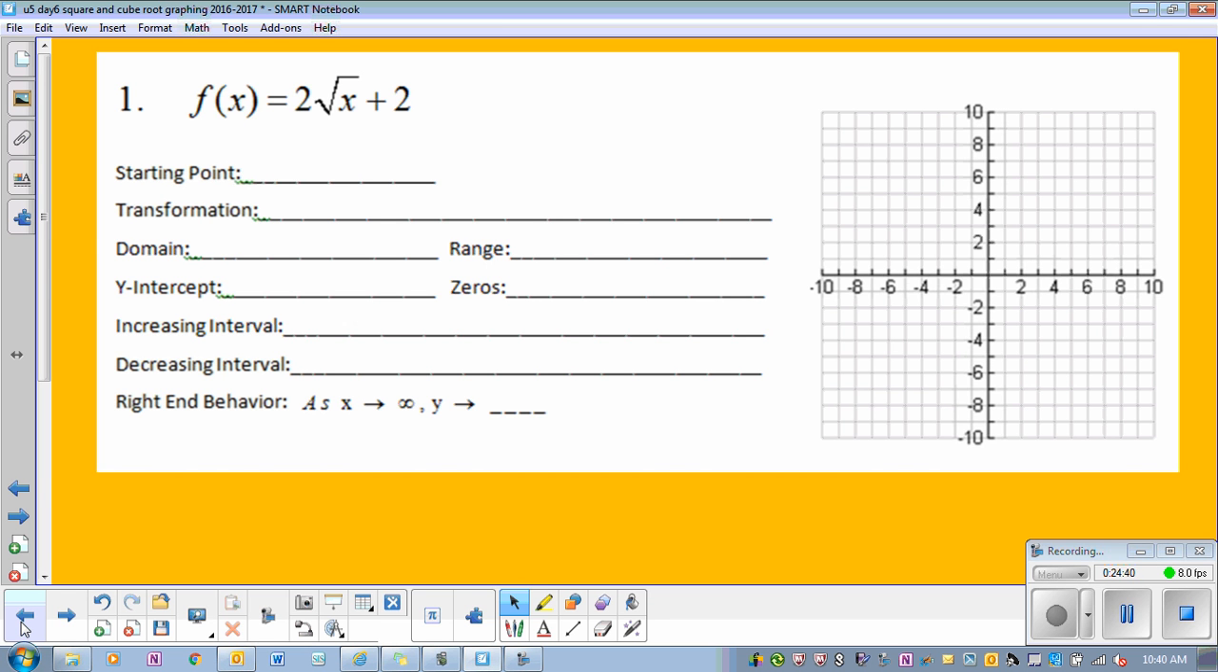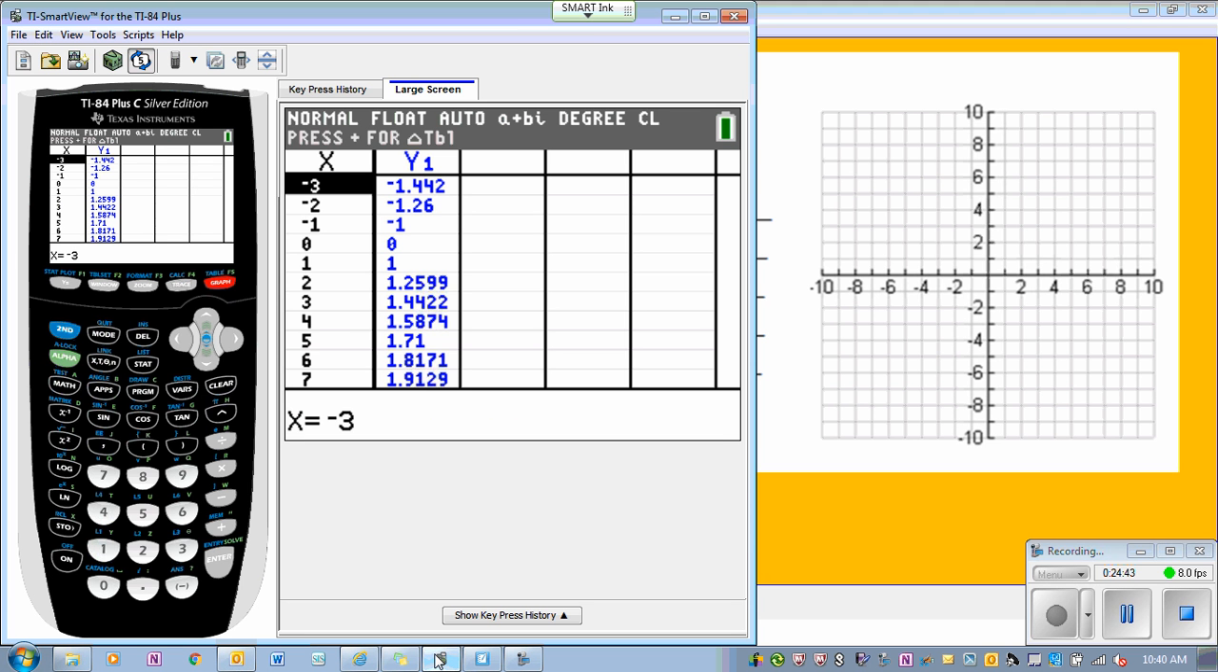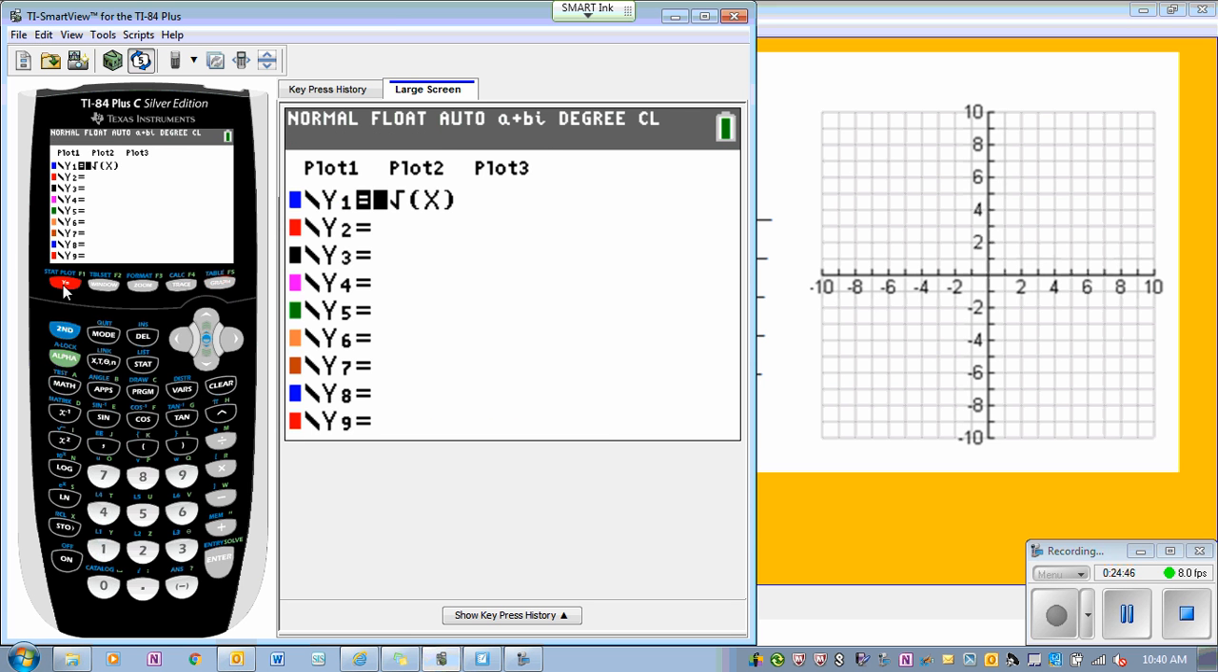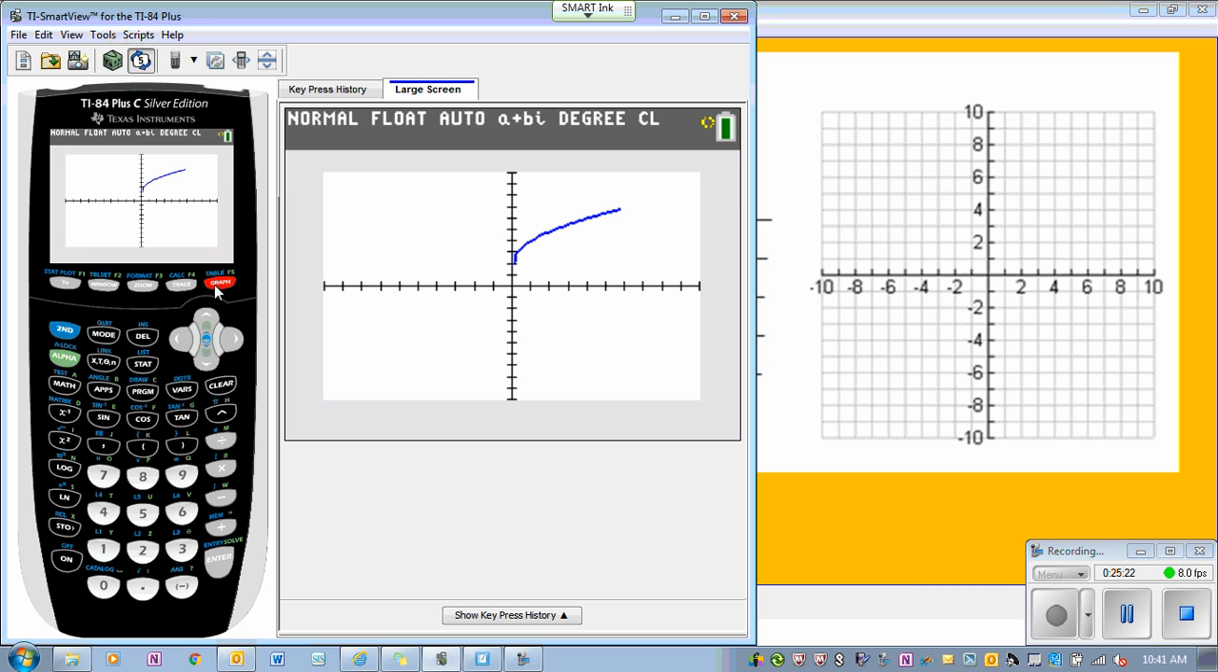Okay, let's put this into the calculator and let's see. Please be careful. You have a 2 in the front, so put the 2. Then you have the square root of x, right? Is there anything else inside the radical? No, so you have to close it, and then plus 2. If you don't close the parentheses there, you're saying the plus 2 is inside the radical with the x. Hit graph, and your graph should look like this.